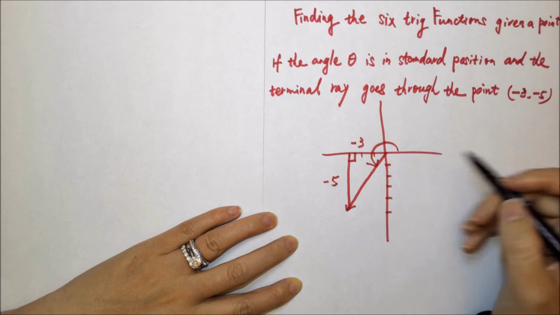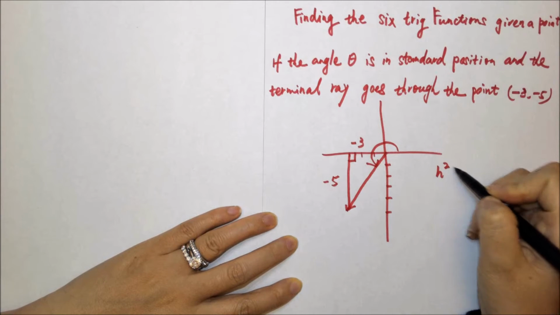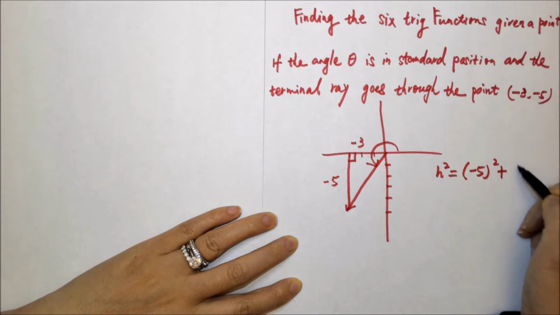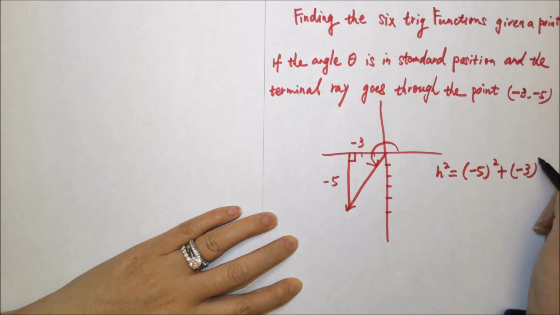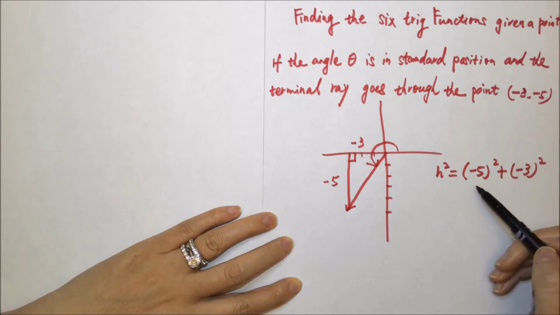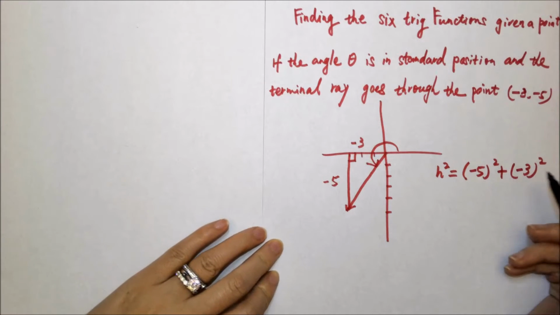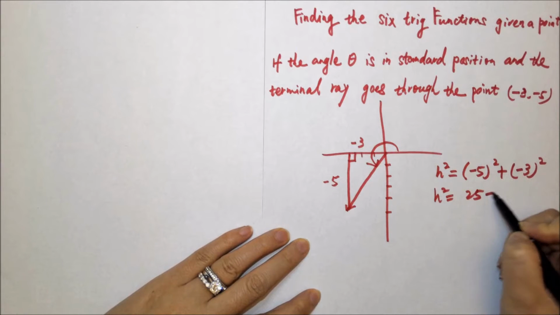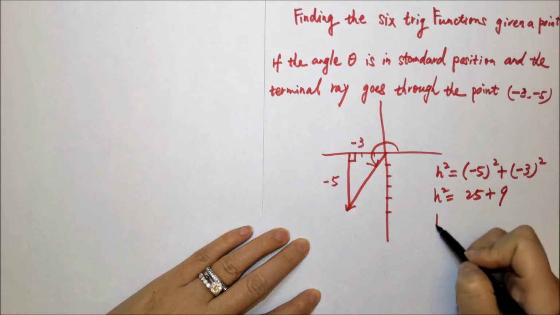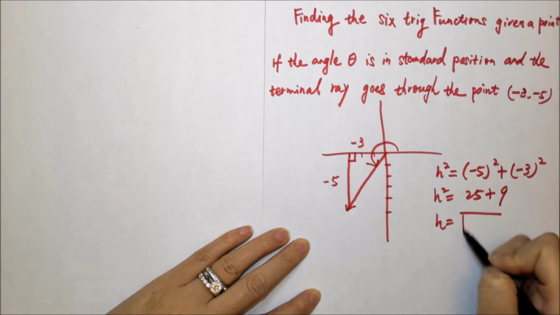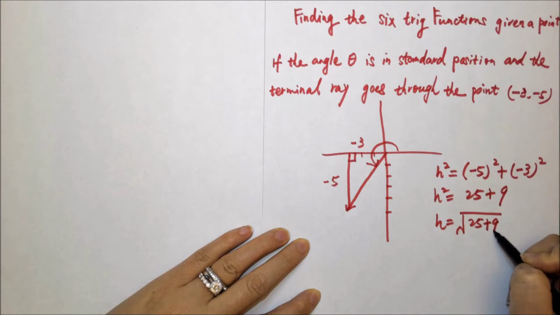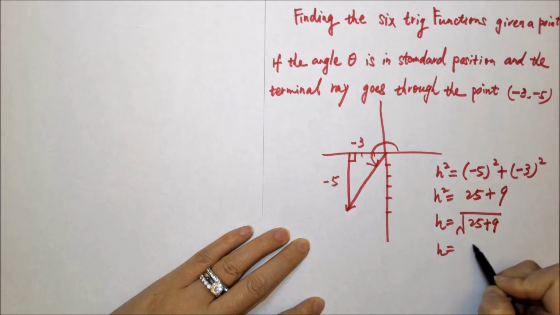Therefore, the hypotenuse will become a squared plus b squared. You can use -3 as a squared, you can use -5 as a squared, it doesn't matter. So hypotenuse squared will be 25 plus 9. Hypotenuse will be positive square root of 25 plus 9, which is positive square root of 34.